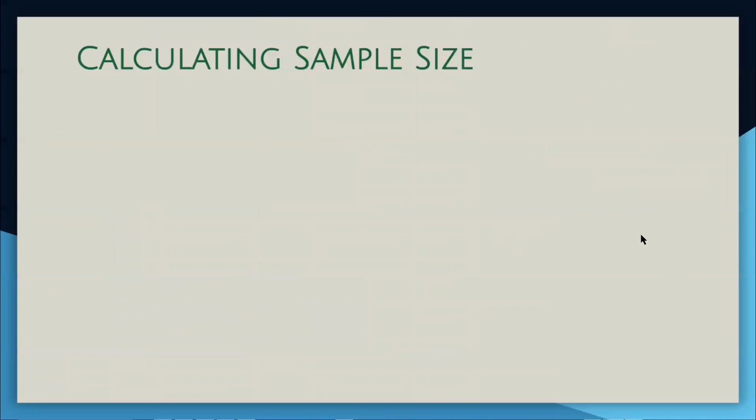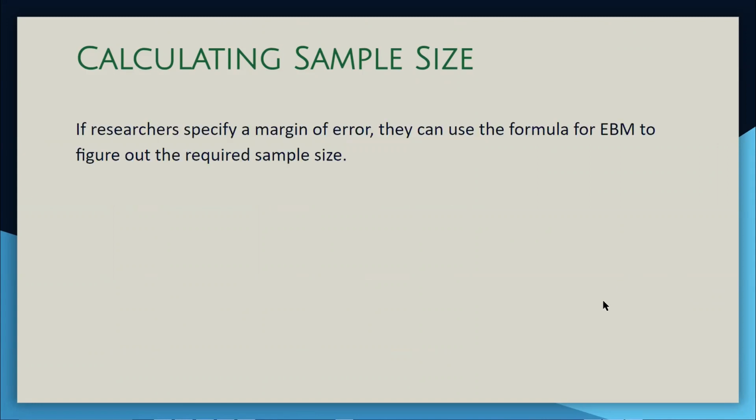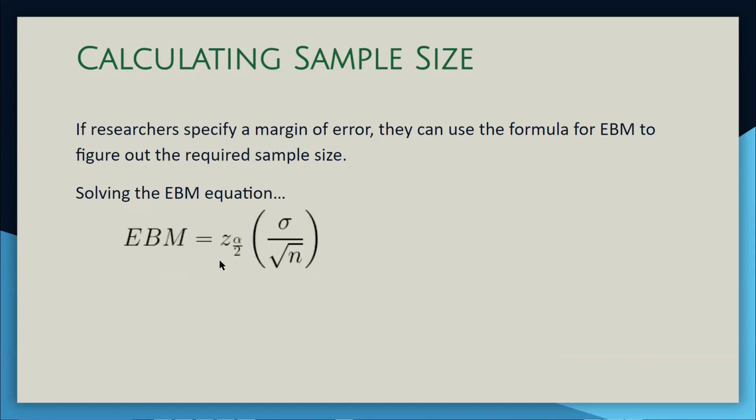There is one other thing we can do with the information we have about calculating confidence intervals. If you are a researcher and you know what your margin of error needs to be, you can use that formula for the margin of error, the error bound for the mean, to work backwards and get the sample size. So let's take that equation for the error bound for the mean. Margin of error is z alpha over 2 times sigma over the square root of n. And we're going to solve it for n.